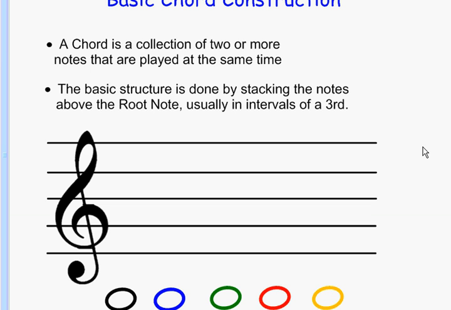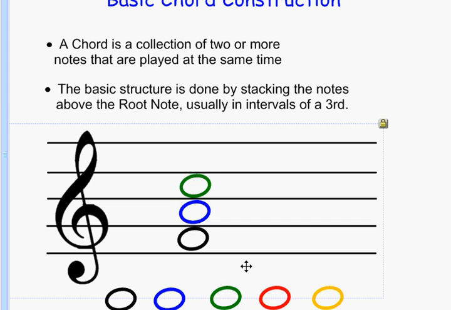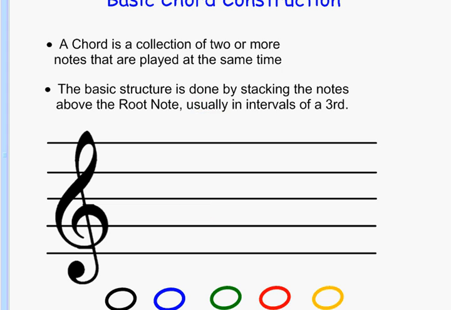The basic structure is done by stacking the notes above the root note, usually in intervals of a third. What I mean by that is, let's say we're starting with an F. I'm going to stack on top, there's a second, there's a third, and then I'm going to stack one more to make a chord. Now again, this can be done as many times as we want, and it all becomes a chord. But the big ones that we need to be able to use are at least the first three.